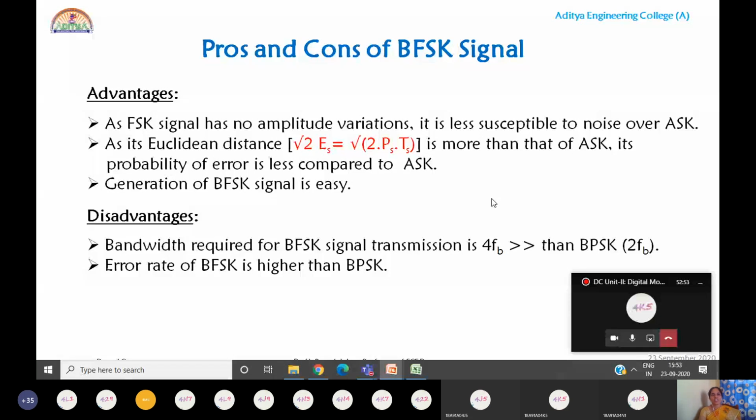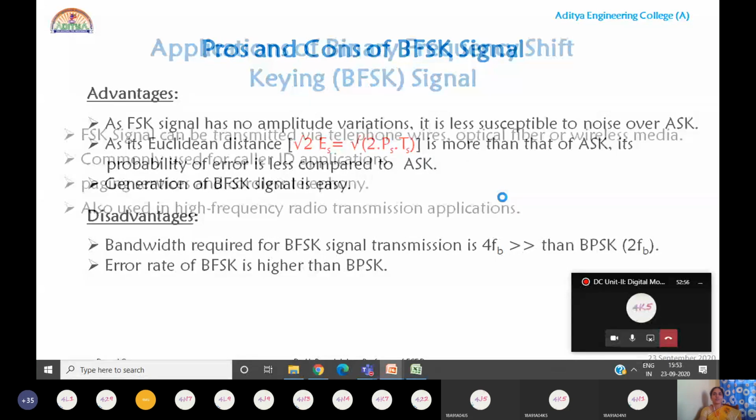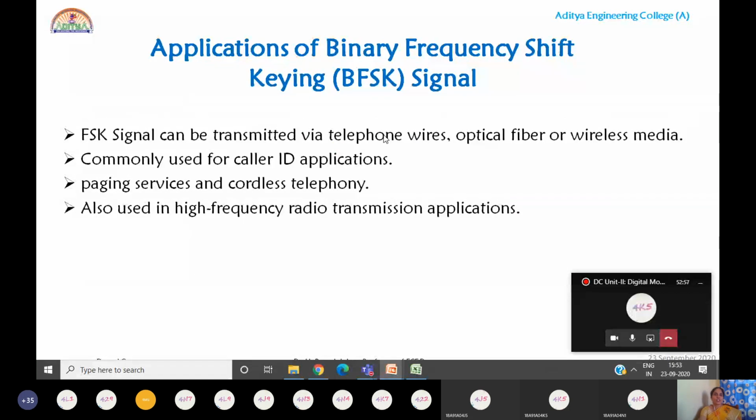Okay, these are about the advantages and disadvantages of BFSK signal. And applications. FSK signal can be transmitted via telephone wires, optical fiber, or wireless media. So similar to PSK and ASK, we can transmit this signal via wires, or even through fibers, or even wireless transmission. This is commonly used for caller ID applications, to know the information about the caller.